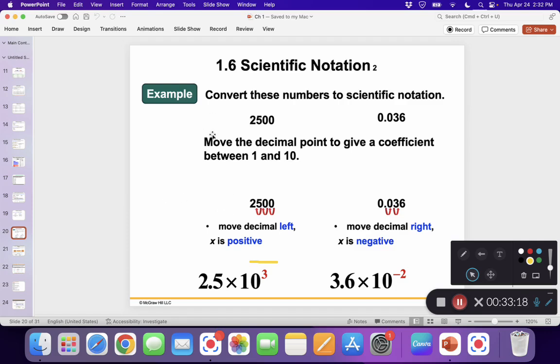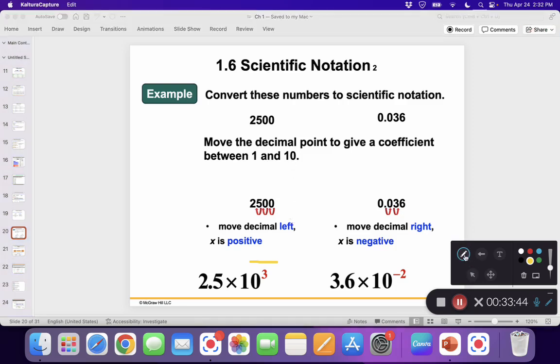Here is an example. Convert these numbers to scientific notation. I have 2500. This is the expanded form, the standard form. And the question tells me to convert this into scientific notation. So I have to write this in 2 parts. The first part should have the integer, right? And the second part should have the base 10. So how do I do it?